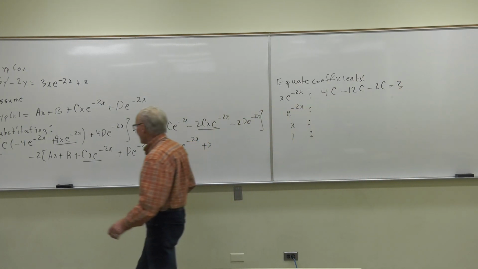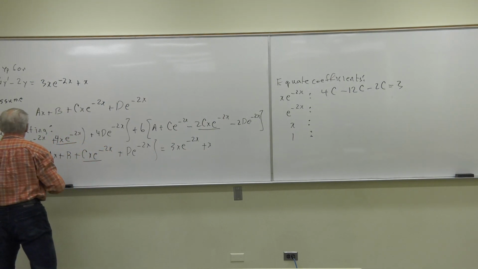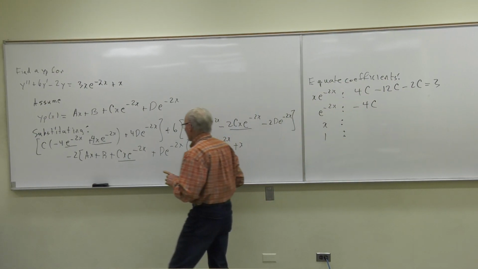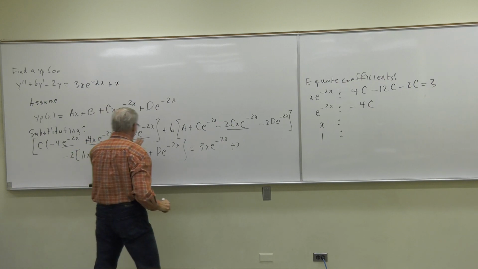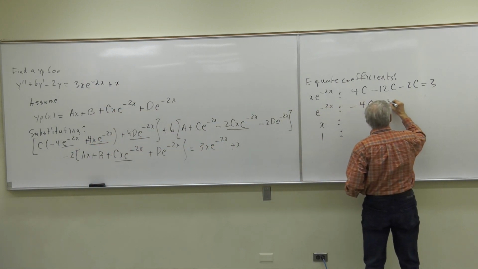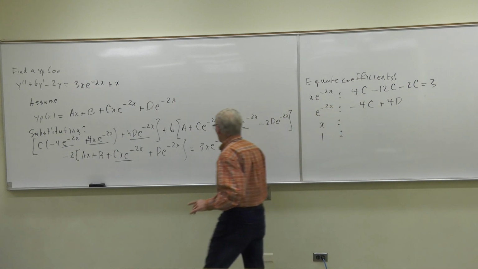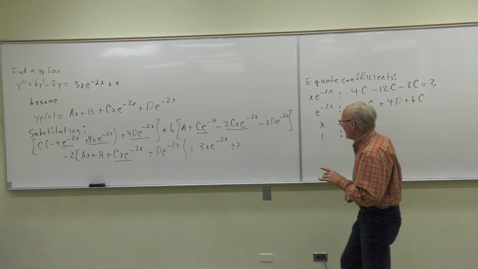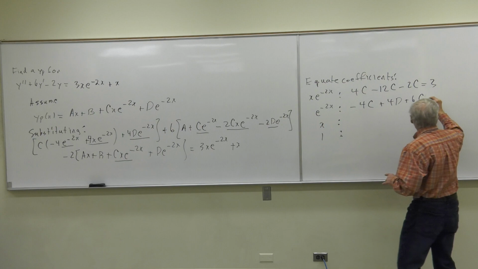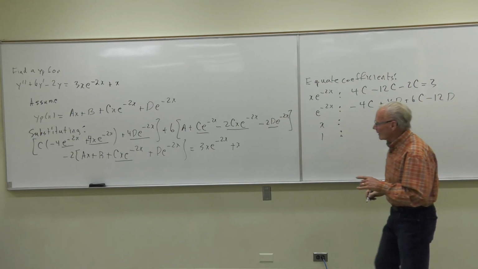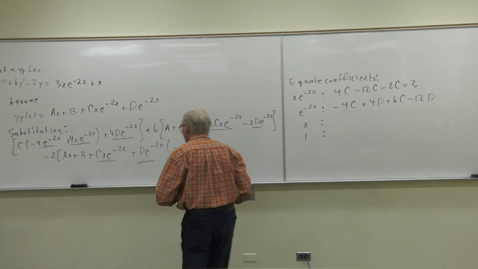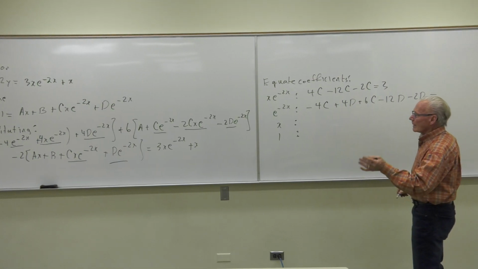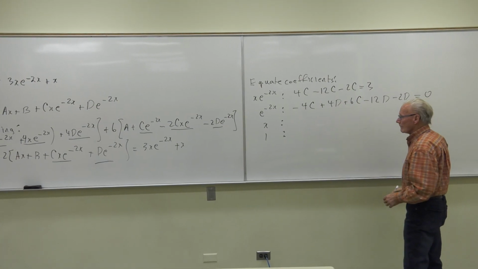The e^(-2x) terms. Here, e^(-2x), minus 4c. Got that one. Here's one, 4d. Okay, here's one, 6c. Here's one, minus 12d. And finally, there should be one down in here too. Minus 2d. Minus 2d is equal to, on the right-hand side, 0.